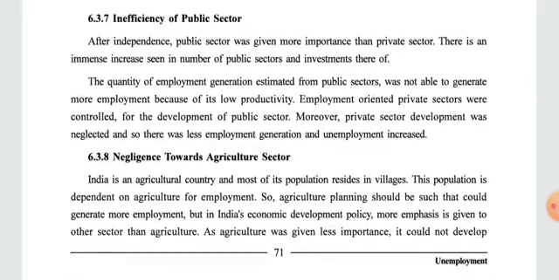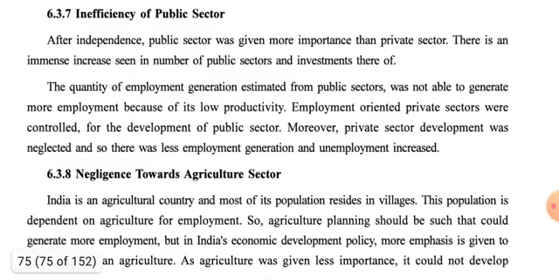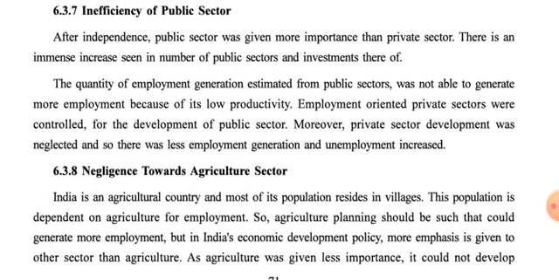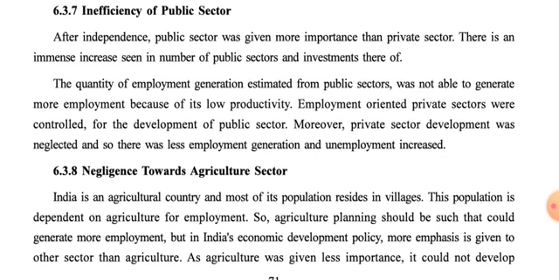Now let us discuss point number 7, that is inefficiency of public sector. Basically, the public sector is a sector which is owned and managed by the government itself, and that's why there is a responsibility of the government in a socialist or mixed economy to provide a maximum level of employment. But as the government is not able to provide more employment, this inefficiency of public sector results in the highest level of unemployment in India also. So let us start this point, inefficiency of public sector.